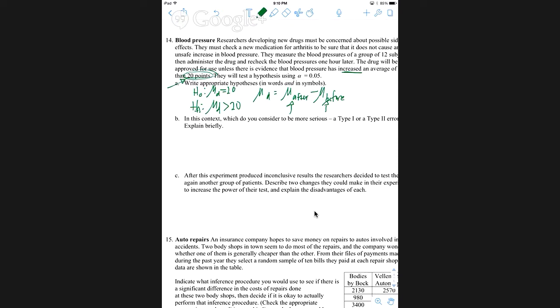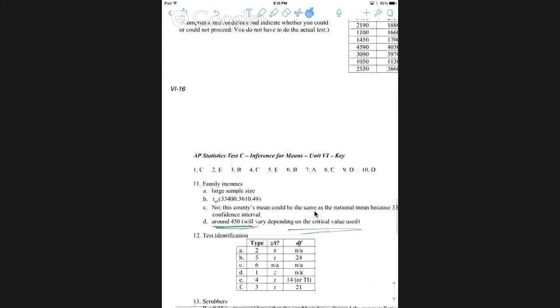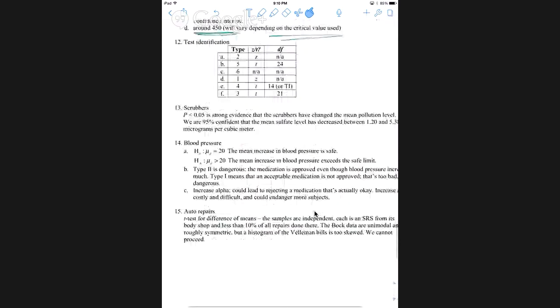In this context, which do you consider to be more serious, a type 1 or type 2 error? Well, let's think about this. A type 2 error would be if the null hypothesis was, type 2 error would be, let's go there.